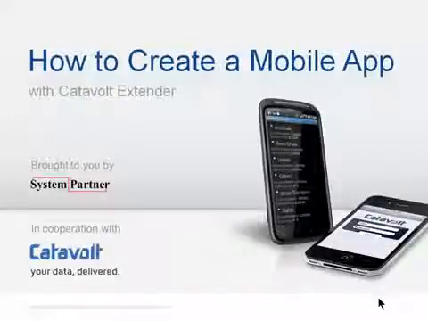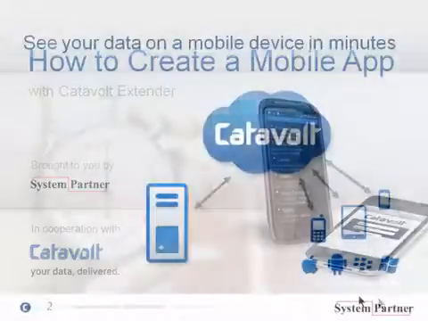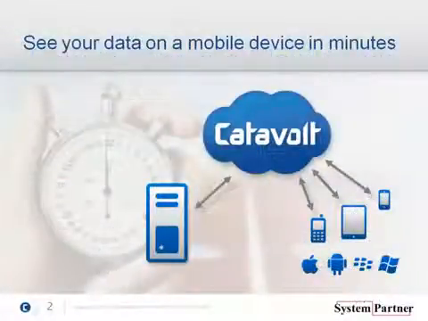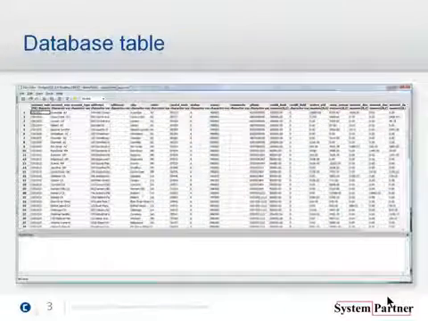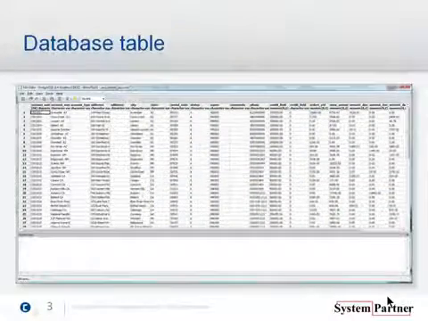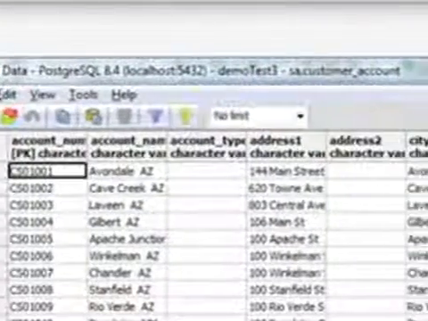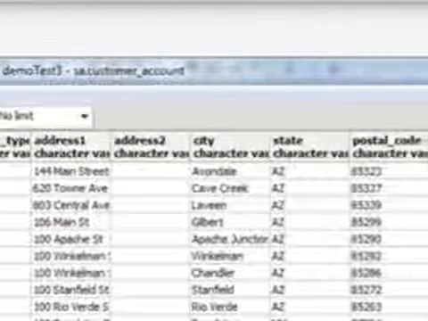In this video, we'll see how easy it is to view a simple data file on a mobile phone. We're using Catavolt Extender, a cloud service that gives you secure access to your enterprise data from mobile devices. We'll start with a simple database table. Our table is the list of account names and addresses along with some AR information.